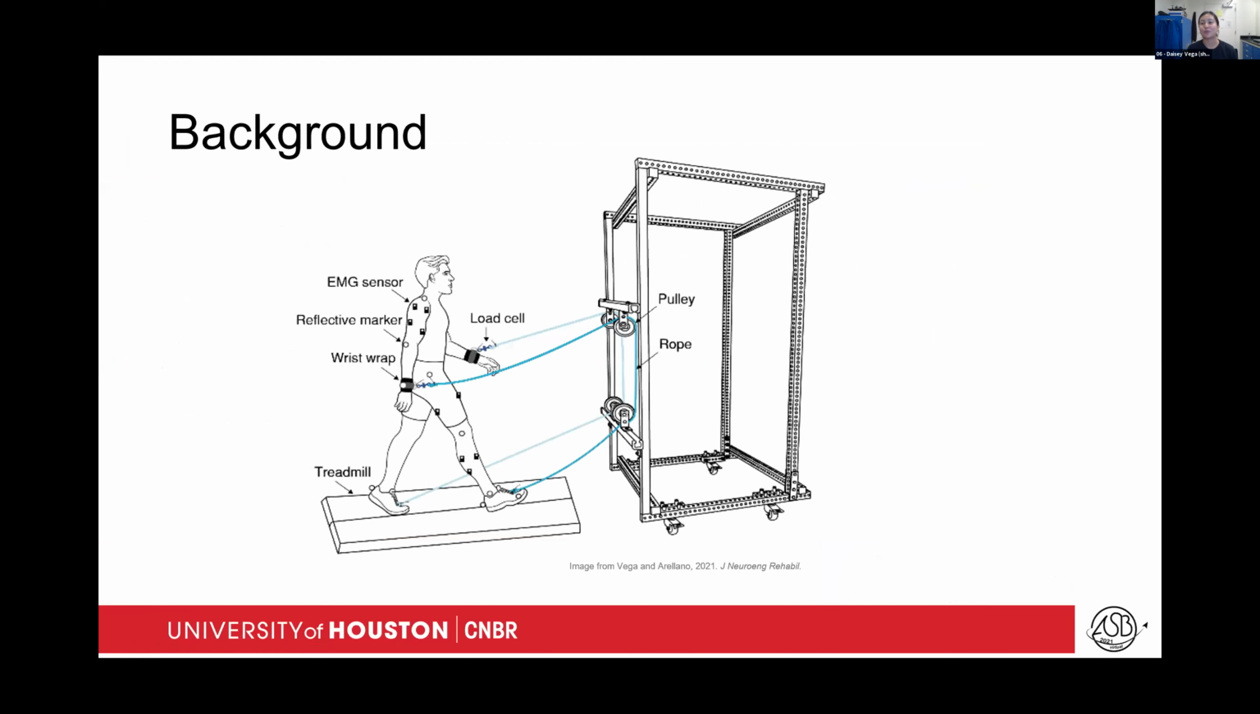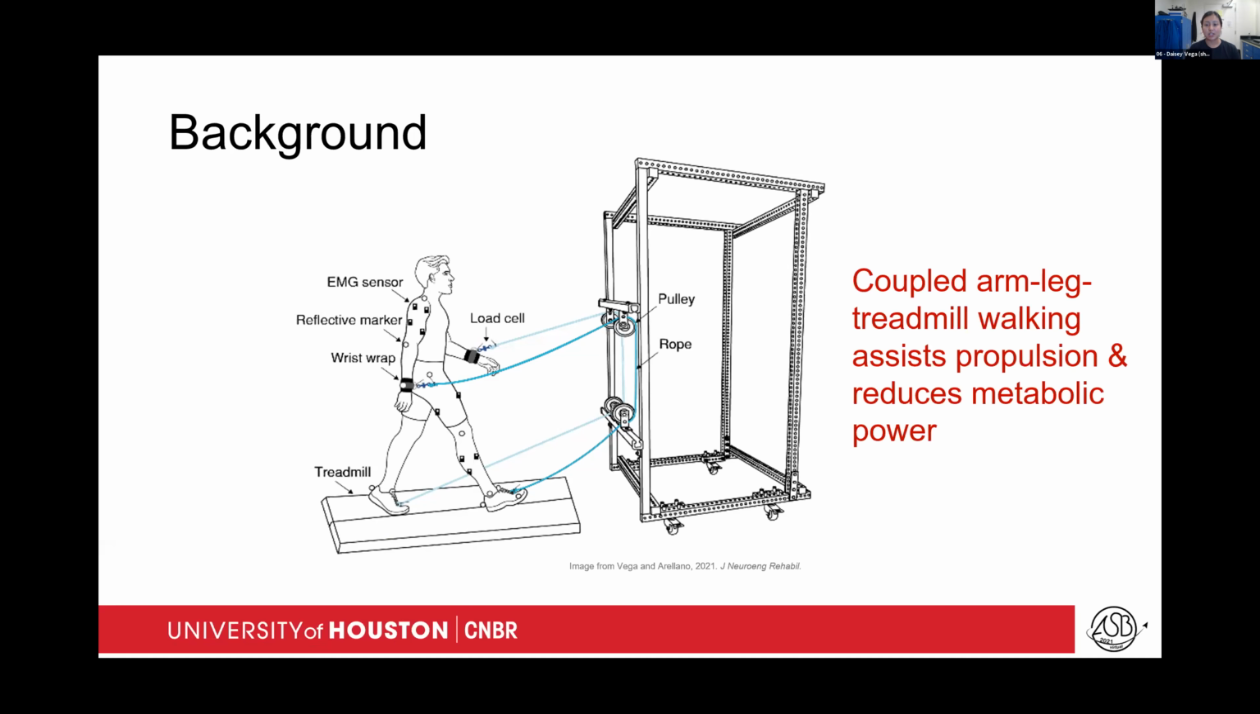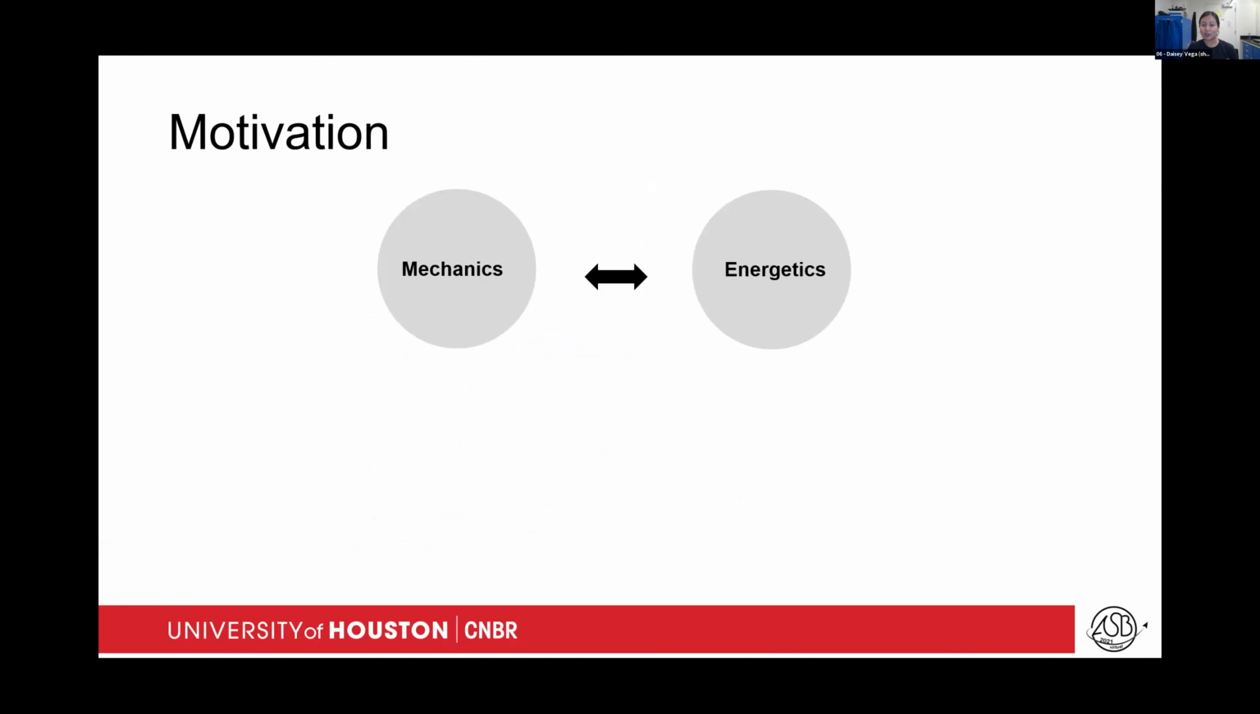So if you went to ASB last year, you probably saw my talk where I talked about this fun little experiment where we connect the arms to the legs. And what we found was that when you have this system, it assisted with forward propulsion and it reduced metabolic power by 17%.